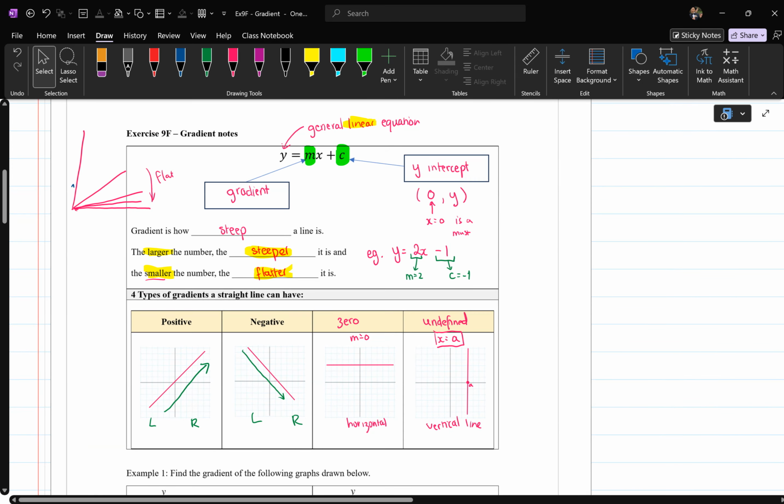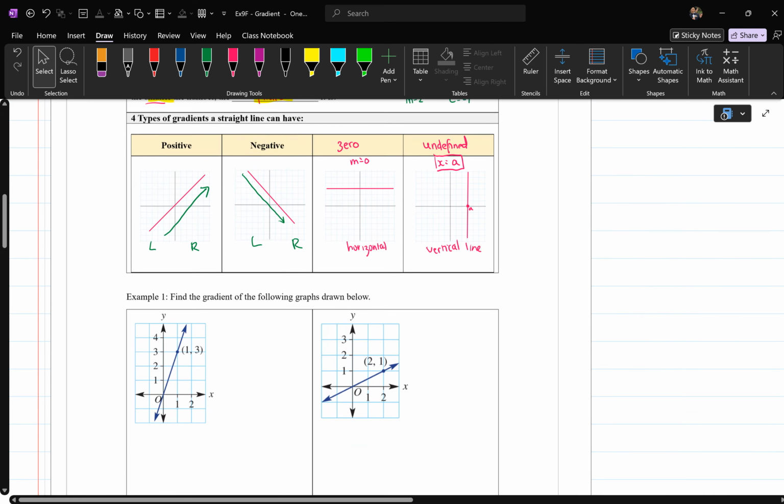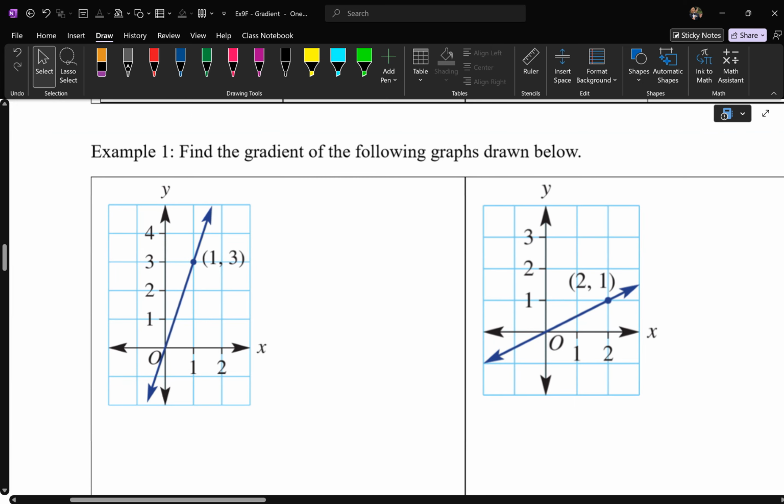Today, though, what are you going to be doing in exercise 9F? You're just looking to find the gradient. What is the number for the gradient? How do you do that? Okay, so I'm going to show you one formula, and then you can do the questions. Here we go. So you're going to get questions like this.